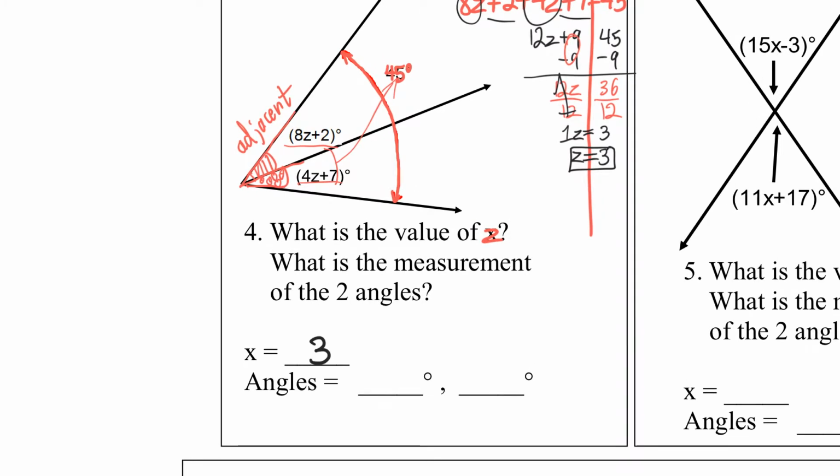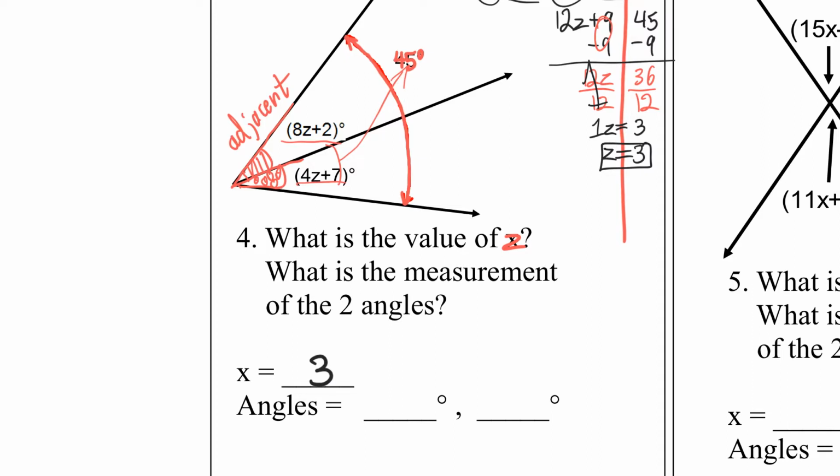And now how are we going to find the measurement of each one of those angles now? Plug it in. Take it and plug it in. So I'm going to take that 3. I'm going to plug it into z right there. So 8 times 3 is what? 24. And 24 plus 2? 26. So this angle right here is 26 degrees. And then I'm going to take 3 and plug it in right there. What's 4 times 3? 12. And 12 plus 7? 19. 19. Good. You have 19 written down.